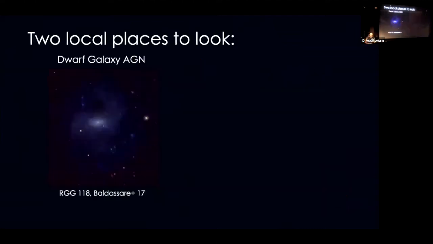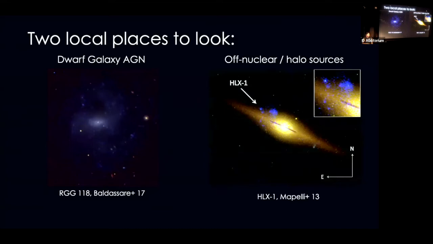Some typical places to look in the local universe for answers to this question are AGN in dwarf galaxies, like this galaxy RGG 118, which is a nice pretty one. It has possibly the smallest measured massive black hole in the center, of 50,000 solar masses or so, plus or minus. Another place to look is off-nuclear halo sources. This blue blob right there is called HLX1. It's a really, really bright variable X-ray source that is quite possibly an intermediate mass black hole in the halo of a more massive galaxy. I'll get back to that at the end.